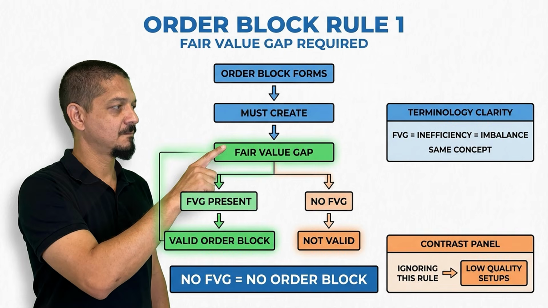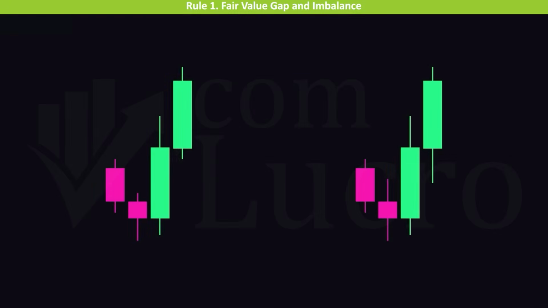The first rule focuses on the presence of a fair value gap. For price to qualify as an order block, it must create a fair value gap immediately afterward. This gap is often referred to as inefficiency or imbalance. Whenever you hear these terms, they are simply different ways of describing a fair value gap in price delivery. To make this clearer, let us look at an example.